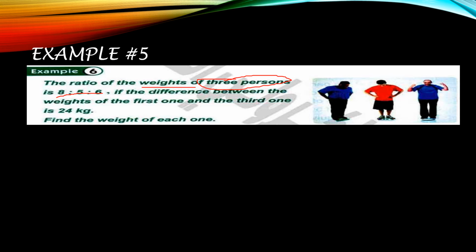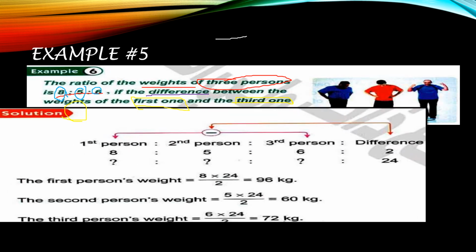First of all, we are going to analyze this. The first person is going to have 8 parts, the second person is going to have 5 parts, and the third person is going to have 6 parts. This is very important, we have discussed this in the past video: when we have a difference, this means that we are going to subtract. So if the difference between the weights of the first one to the third one, this one is very tricky, is 24 kilograms, find the weight of each of them.